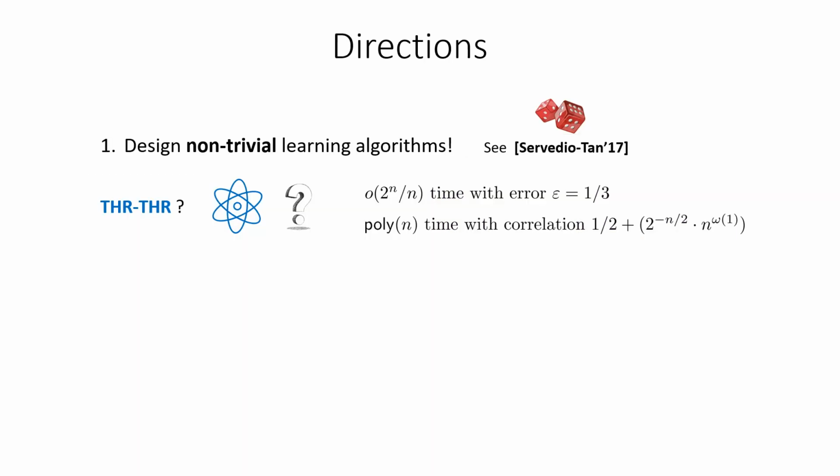Let me finish the talk with some directions and open problems. The first one, of course, is to design non-trivial quantum learning algorithms. And in particular, can we get a non-trivial algorithm that learns the class of depth-two threshold circuits? Using our connection, you could either design a slightly faster algorithm or a polynomial time algorithm that achieves a non-trivial correlation.